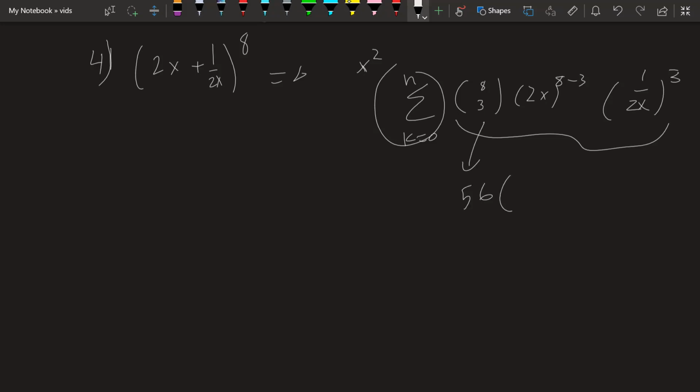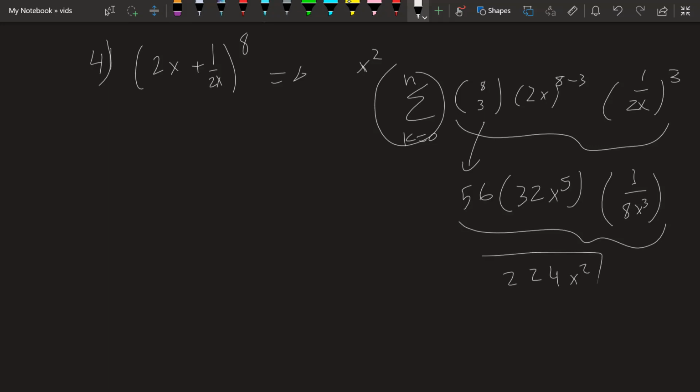Right, this is 56. 2x raised to the power of 8 minus 3 is 2x raised to the power of 5. So let me just evaluate that. That's just 32x to the power of 5. And 1 over 2x raised to the power of 3 is just 1 over 8x cubed. Now this simplifies into 224x squared. And this is what we want. We want the term that has x squared in it, so the coefficient is 224.